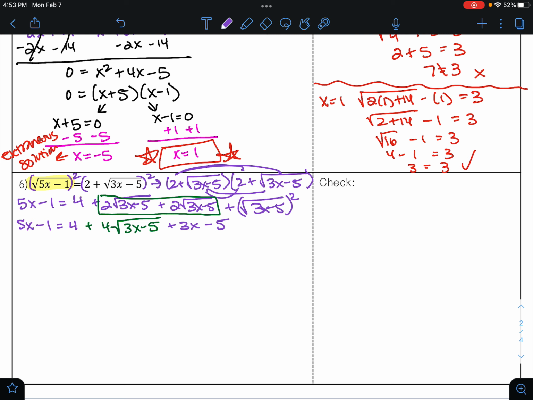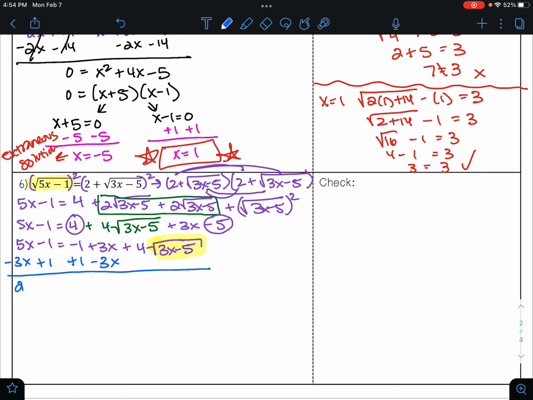So let's go ahead and clean this up a little bit. So we'll have 5x minus 1 equals 4 minus 5 is negative 1 plus 3x. And then 4 square root of 3x minus 5 does not have a like term. Well, now I have another radical, right? So I need to isolate this one. To do that, I'm going to move everything else over to the other side. So I am going to add 1 to both sides, and I'm going to subtract 3x to both sides.